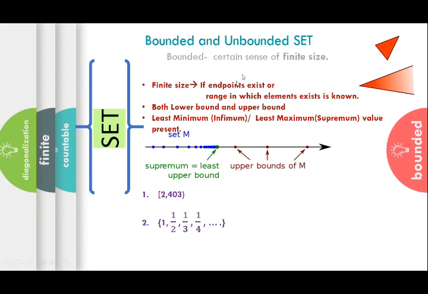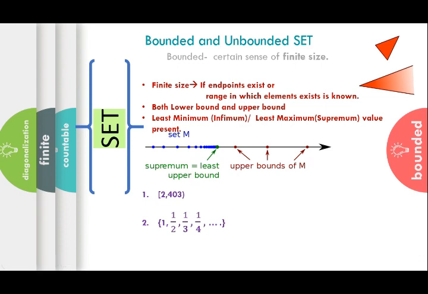Finite size means what? If an endpoint exists or the range in which your set elements exist is known, then that is called a bounded set. But for a bounded set, we should have both the boundaries. Means you should have both a lower bound and an upper bound. What is the meaning of that? Means you should have the lowest value for that set and also the largest possible value for that set. Then that set will be a bounded set.